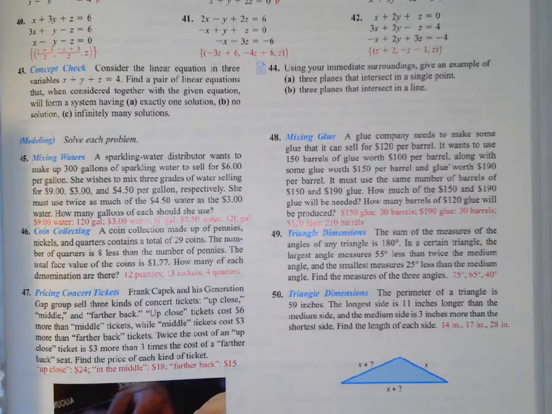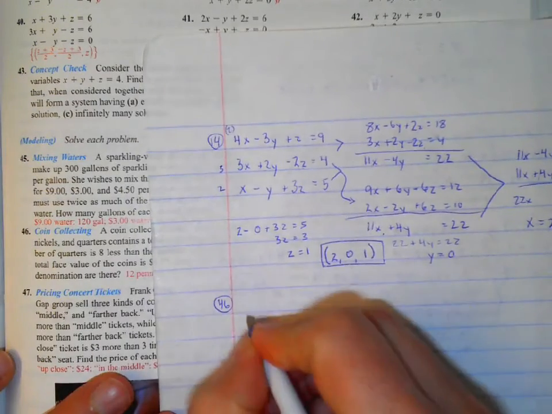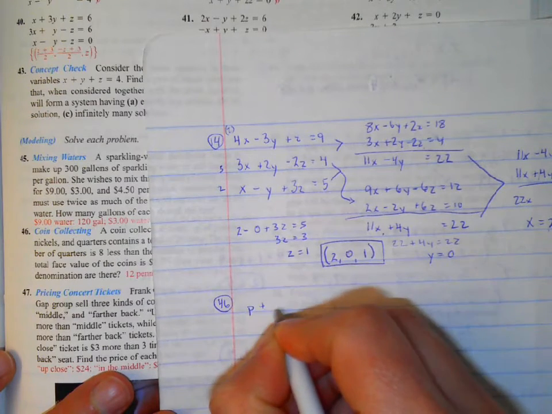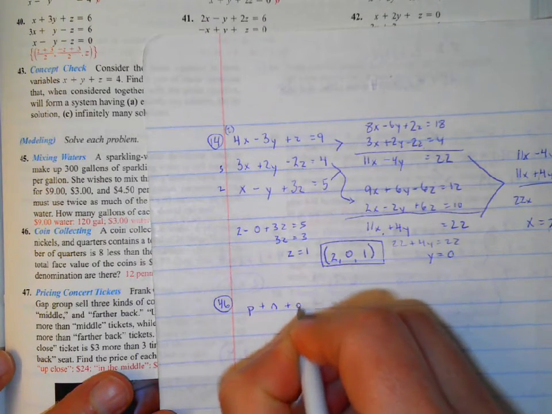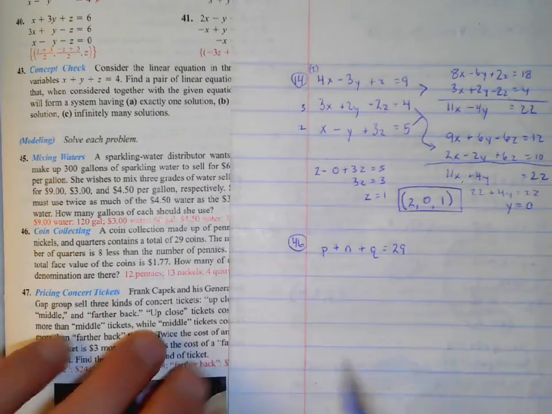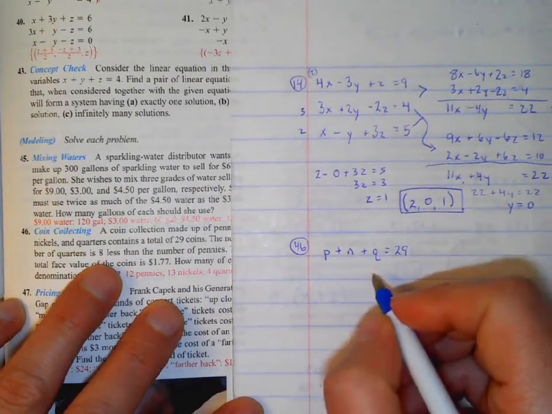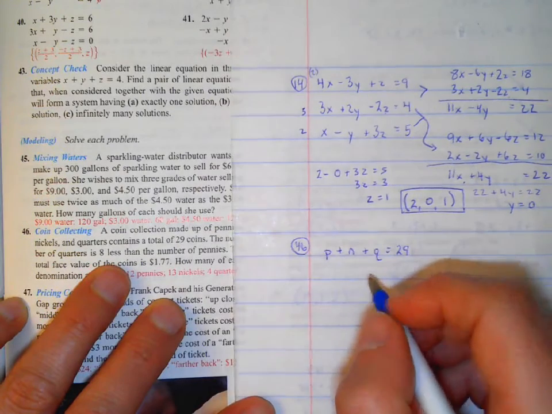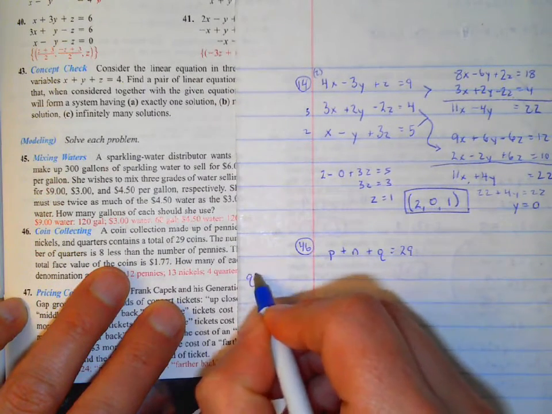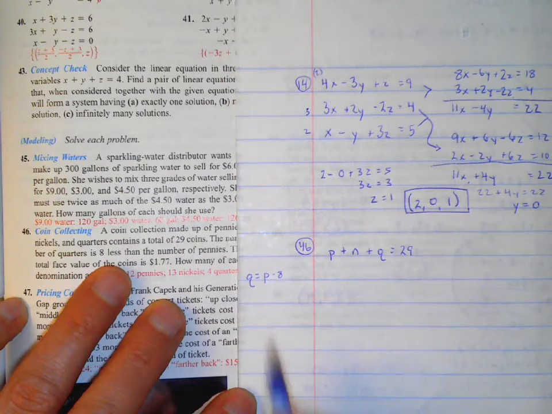Number 46, a coin collection made up of pennies, nickels, and quarters contains a total of 29 coins. So I could say the number of pennies plus the number of nickels plus the number of quarters will equal 29 total. The number of quarters is 8 less than the number of pennies. So quarters is equal to pennies minus 8.